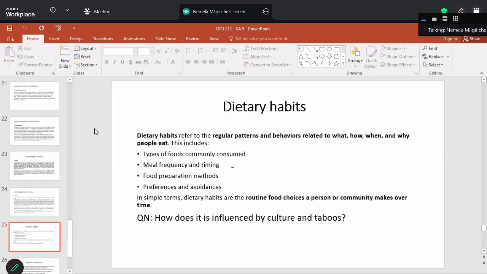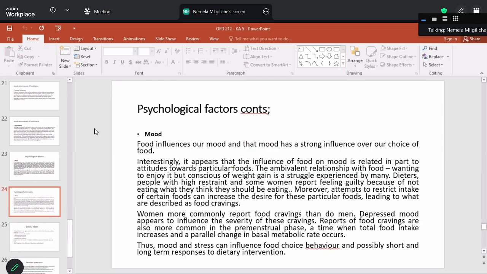Now let's look at dietary habits. What are dietary habits? Any volunteer? What are dietary habits? These are usual patterns and behaviors of eating. Excellent. Dietary habits normally refer to the regular meal patterns and behaviors.